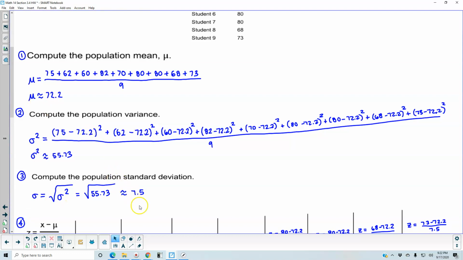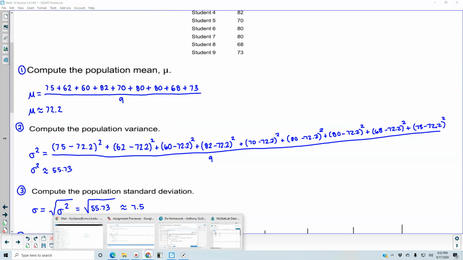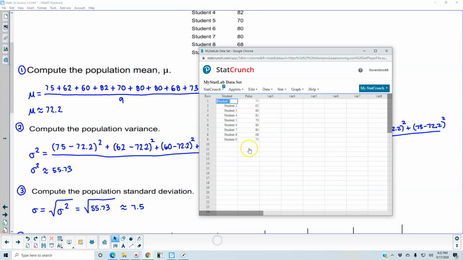Now I do want to point out that if you decide to use StatCrunch, you need to be careful. I'm showing this by hand because you still want to make sure you know how to do this by hand. Eventually, as we move along in the course, you can use StatCrunch. But let's take a look here.